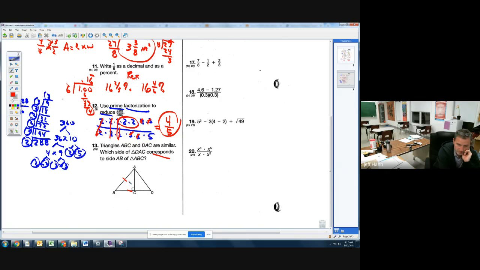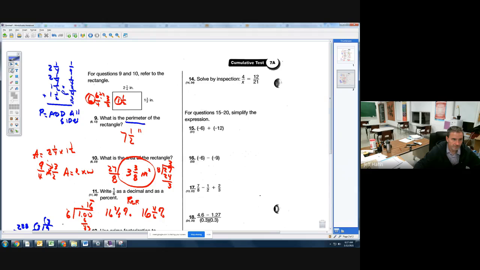All right, corresponding means matches up, is equal to. And you just have to say, well, side AB is the side opposite the right angle, or it's the longest side, either way you think about it. So the side that corresponds to that would be the longest side on this triangle. And what is the longest side? Right here, side AD. So boom, AD, put a little side over it, and everybody's happy. That was a quick one, ladies and gentlemen.